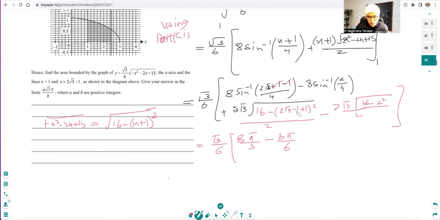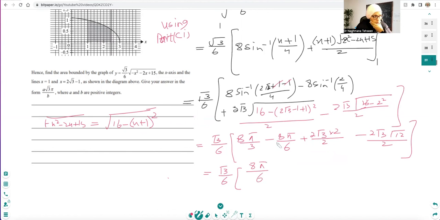This would give me 1 and 1 cancel out, and that will give me 2 root 3. And this is 2 root 3, gives me 4 times 3 is 12. 16 minus 12 is 4, over root 4, which is 2 over 2. Minus 16 minus 4 is 12. So 2 root 3 and root 12 over 2. So let's see if we can simplify that. So that will give us root 3 over 6. 8 pi over 3 minus 8 pi on 6 is 16. So that gives you 8 pi on 6.